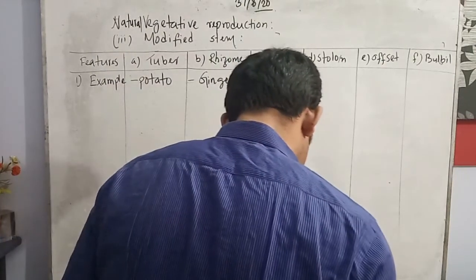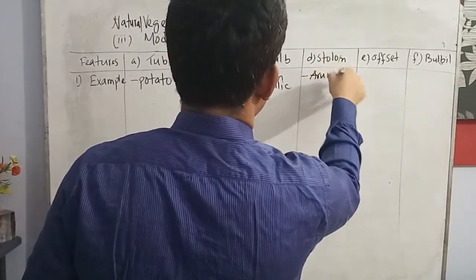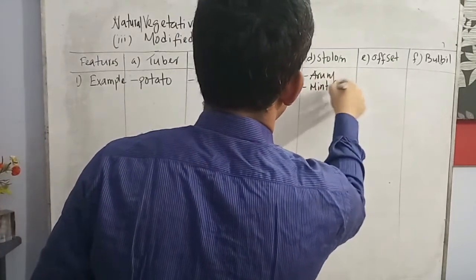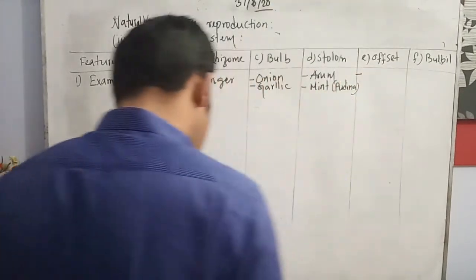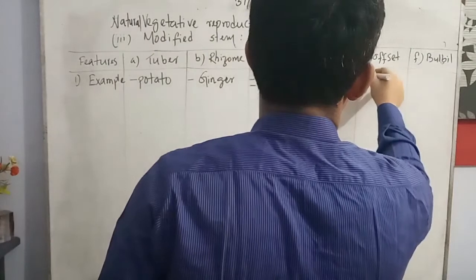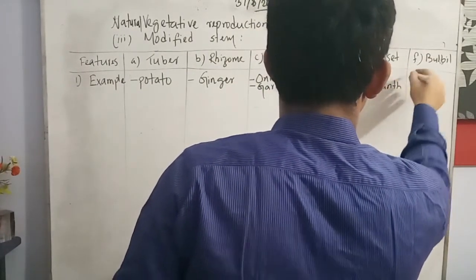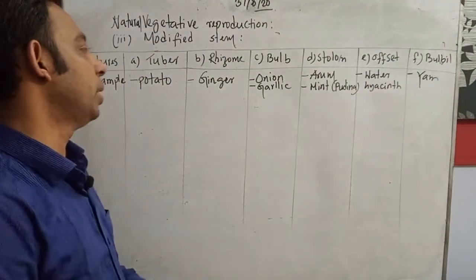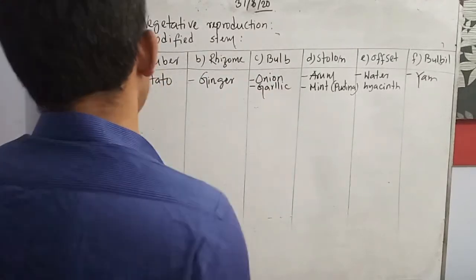Then we can go through arum, mint. Mint actually is the pudina. Then we can go through understanding about water hyacinth, then bulbil is the yam. So importantly, we know about the tuber, rhizome, bulb, stolon, offset, bulbil, and which features we will follow here.